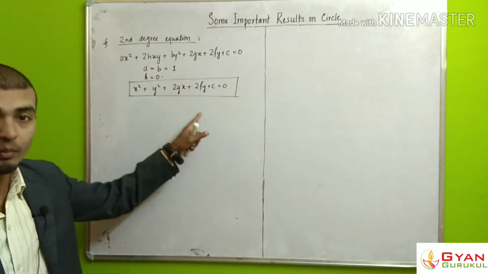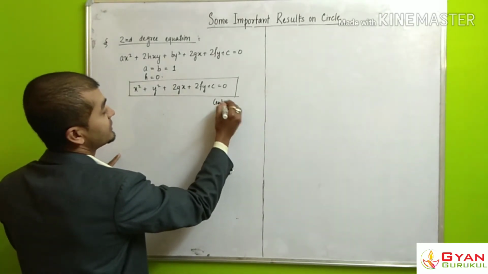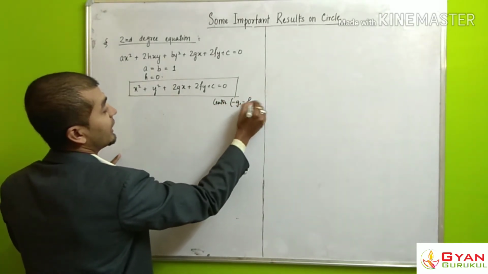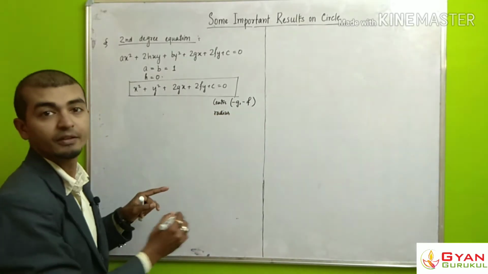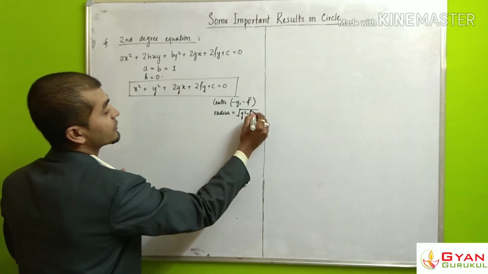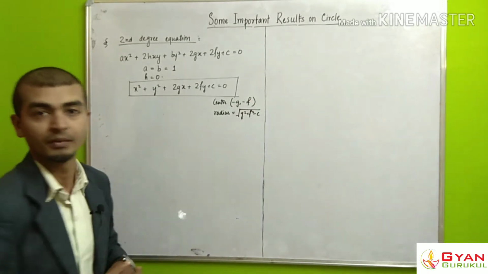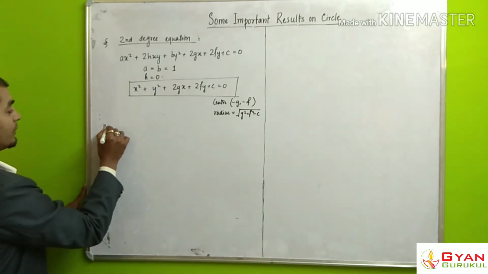This is the general form where the center is minus g comma minus f, and the radius is obviously given by root over g square plus f square minus c. Clear? Now moving on to the first result. Result 1.